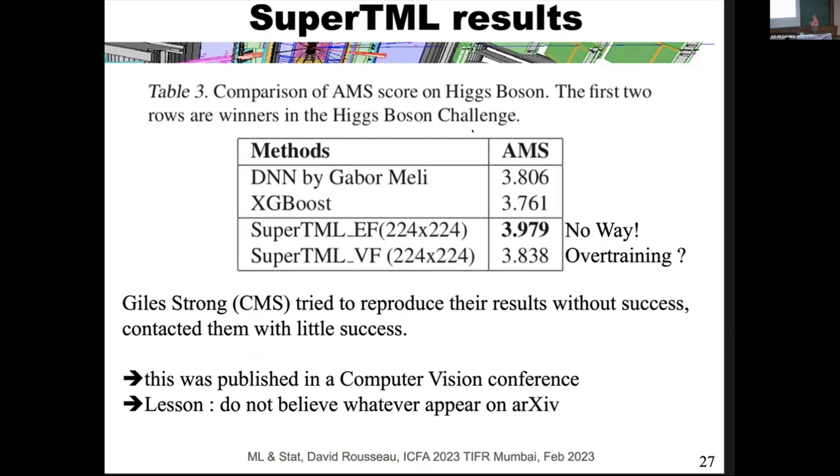And it turns out that there was Guy Strong, who has done a very nice paper, which I should have referenced. He is in CMS in Portugal, and now he's in Padova. He has done a very nice paper on using an updated neural network on this data set. So he tried to reproduce the result, and it didn't work. He contacted them, but he didn't get a good answer. And this was published in a computer vision conference, so with no physics expertise whatsoever.